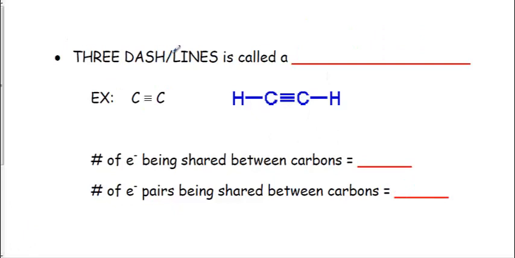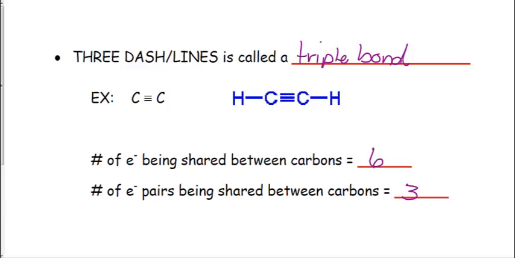Finally, 3 dashed lines, go figure, is called a triple bond. 3 dashes equals 3 bonds. And what's happening here is that each line obviously will represent a sharing of 2. So since there's 3, that will tell us that there's 6 electrons being shared between the carbons. And then the number of pairs being shared between the carbons will be 3. And that indicates the 3 lines.